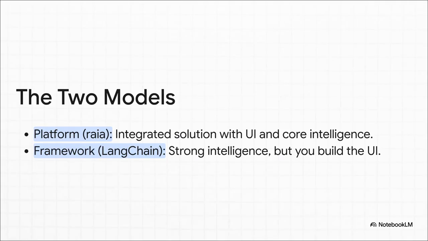And if we look back at our examples, this becomes crystal clear. According to the data, Raia is positioning itself as the platform. It's got check marks in both the UI and the intelligence categories. LangChain, on the other hand, is the quintessential framework. It gives you that powerful intelligence layer, but it explicitly leaves the entire user experience part for you, the developer, to design and build from the ground up.